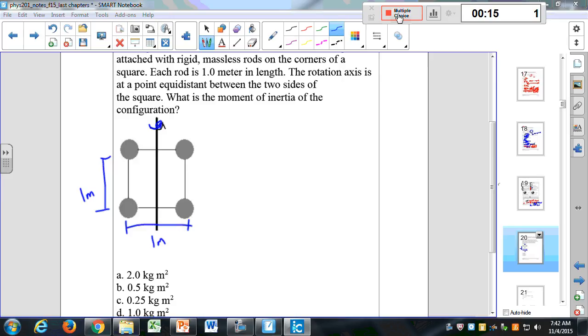If you finish that one, go ahead and start on this problem, where what is the moment of inertia for this object, if it's rotating about the red dashed line. But for now, we're just looking at it rotating about this black line through the center.